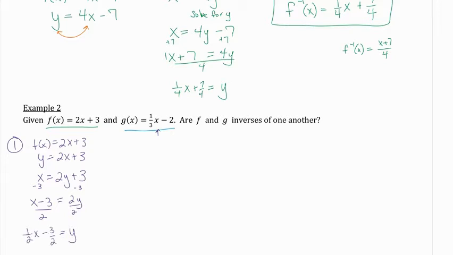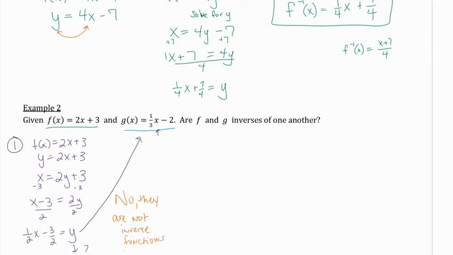Okay, so now I want to compare it to that. This would be our g of x, right? If it's the inverse. I got 1/2 x minus 3/2. They had 1/3 x minus 2. So that means no, they are not inverses, right? Because when I found the inverse of 2x plus 3, it is not 1/3 x minus 2. So they are not inverse functions.